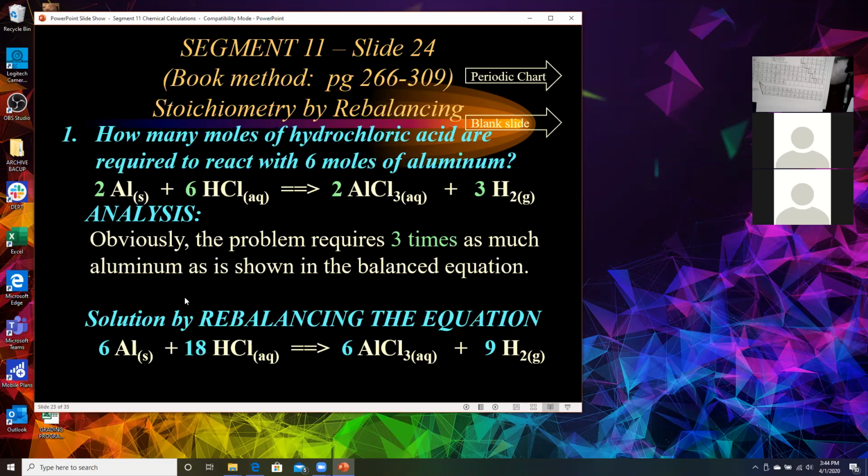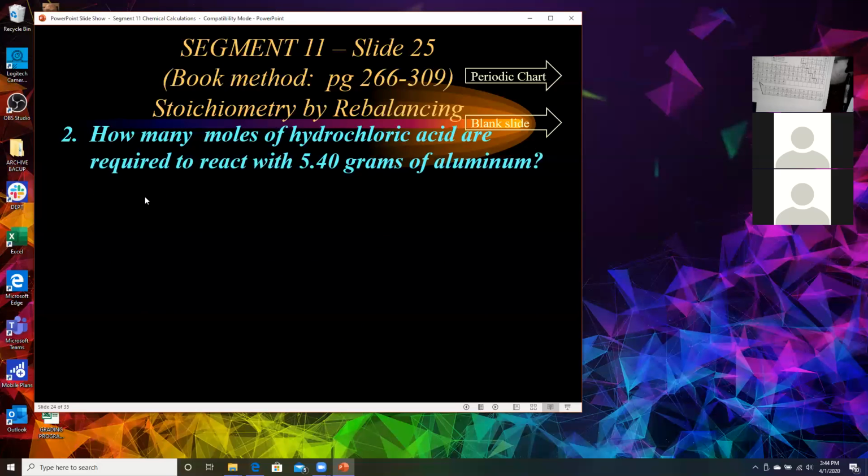Okay, so I rebalance the equation. 6 moles of aluminum would have 3 times 6, 18 moles of that. 3 times 2 is 6, and 3 times 3 is 9. It would have that many moles of everything. Now the problem said, how many moles of hydrochloric acid are required to react with 6 moles of aluminum? Well, look right there. There's 6 moles of aluminum. Problem says 18 moles of hydrochloric acid. We got the answer right there in the balancing coefficients. We didn't have to do any conversions and anything like that. We just rebalanced the equation and got the correct answer. Here's another one.